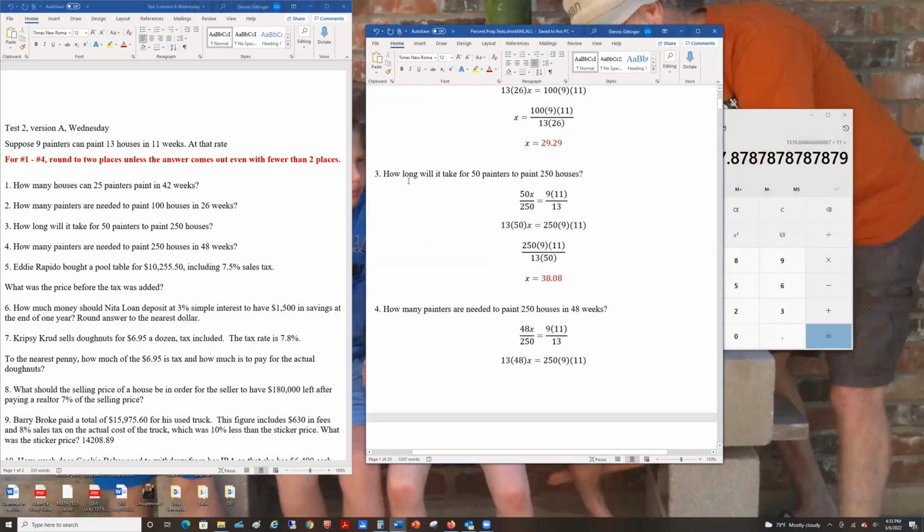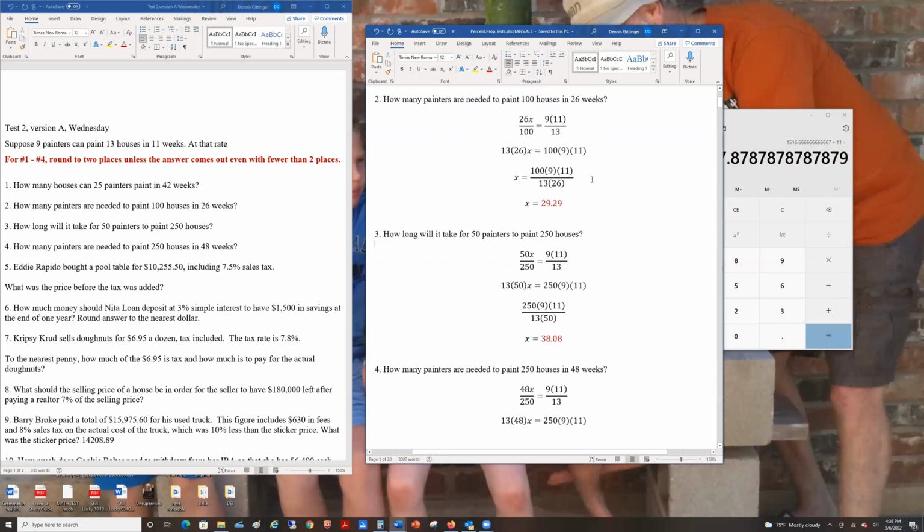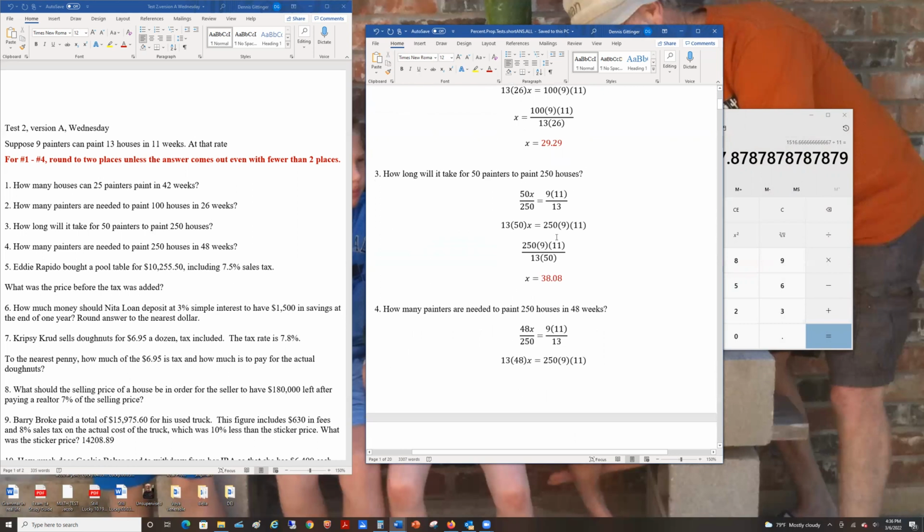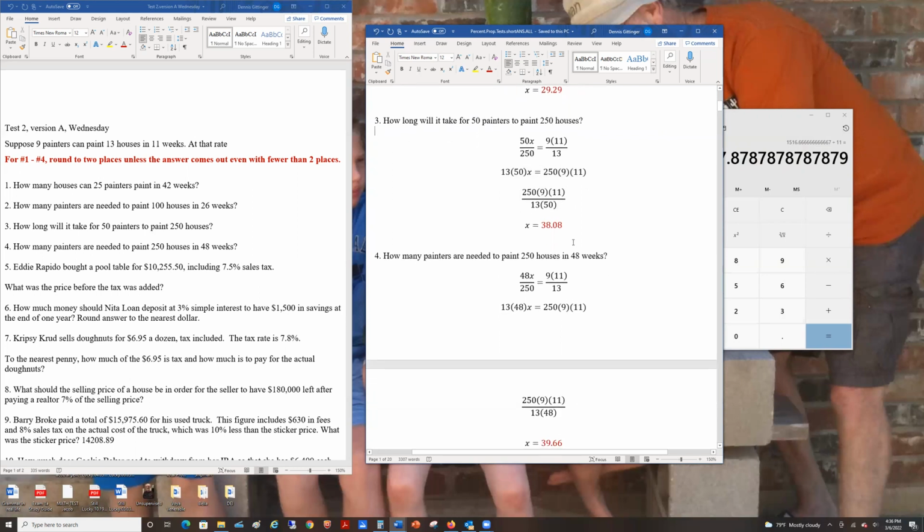Number three, how long? Okay, that's time. 50 painters, that's workers. So workers times time divided by work is 50 painters times X weeks over 250 must equal, once more, 9 times 11 divided by 13. Again, we cross multiply, we get 13 times 50X equals 250 times 9 times 11. You can multiply these three numbers together in any order you like with your calculator. Then again, divide by 13 times 50. But if you don't put that in parentheses, it's easier to just divide it by 13 and divide it by 50. See if you can get 38.08.